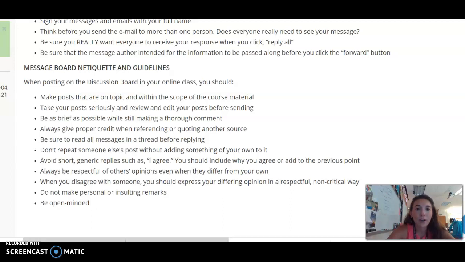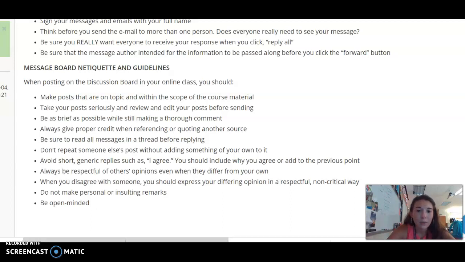Be sure to read all messages in a thread before replying. Don't repeat someone else's post without adding something of your own. Avoid short, generic replies such as "I agree." You should include why you agree or add to the previous point.